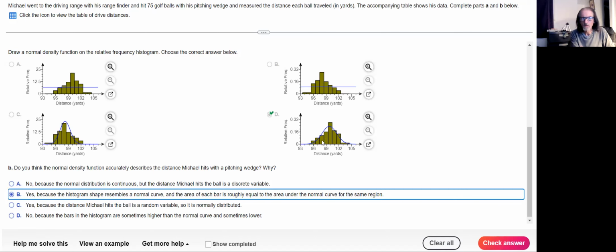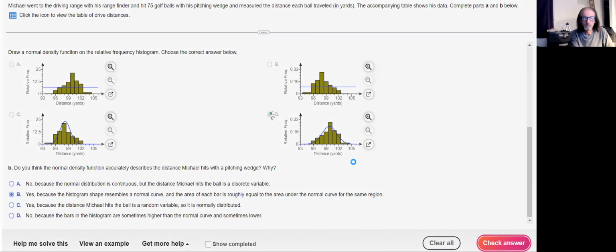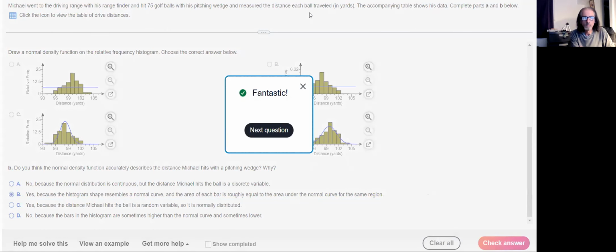The heights of the rectangles are getting close to the heights of the curve. Okay, again, think about the law of large numbers. What would happen if you increased his number of trials or did several sets of 75 and took averages?